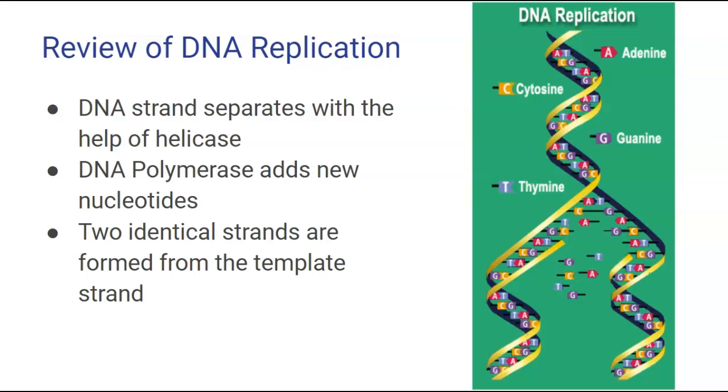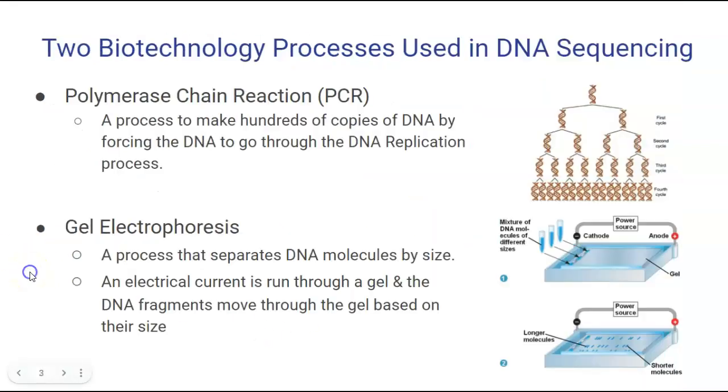So, in this process of replication, there are ways that we can manipulate it. One of the ways that we can manipulate the process of DNA replication is using what's called polymerase chain reaction. I don't know anybody who actually calls it polymerase chain reaction. It is almost exclusively referred to as PCR, probably because that name is just too long to say.